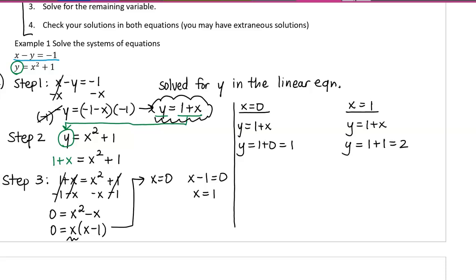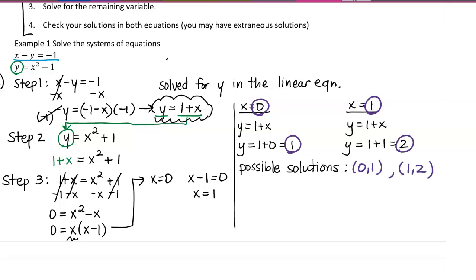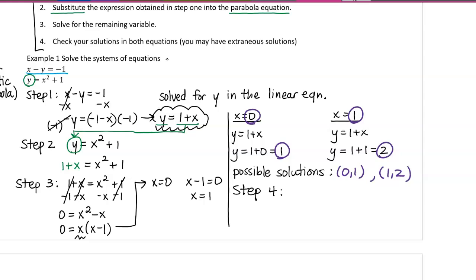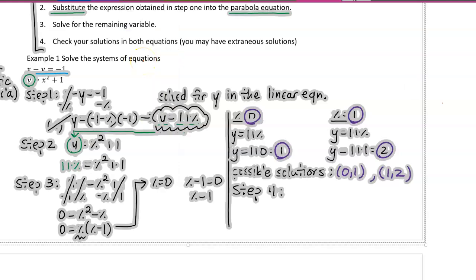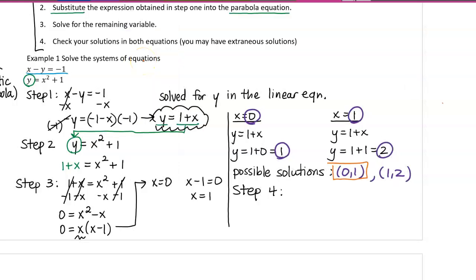So we have two possible solutions of the ordered pairs (0, 1) and (1, 2). And step 4 requires that we check these solutions. So what I'm going to do is I'm going to take this solution of (0, 1), this first possible answer that we got here, and we're going to plug it into both of these equations and see if it's true.